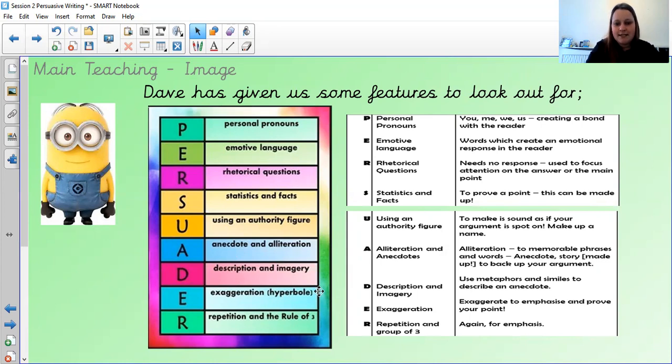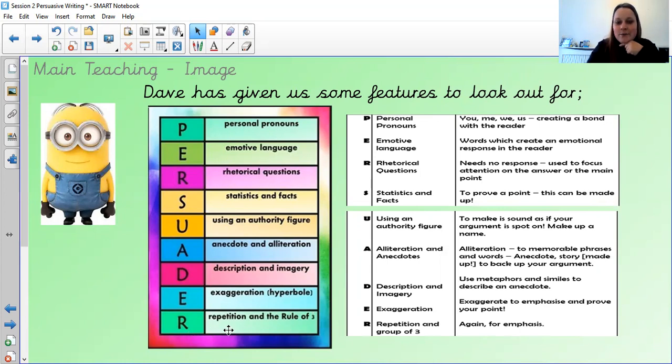D is description and imagery. So are they using powerful adjectives or metaphors or similes to really draw you into what they're saying, to make you believe them? Then we've got E for exaggeration. So this is to really exaggerate or emphasize your point. Okay, so it's going over the top, and that's quite often used in persuasive texts.